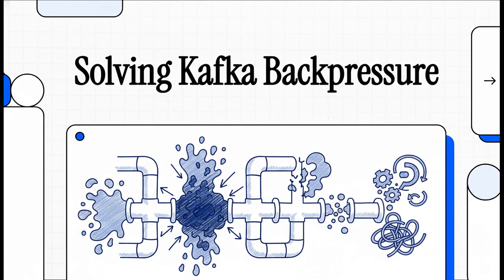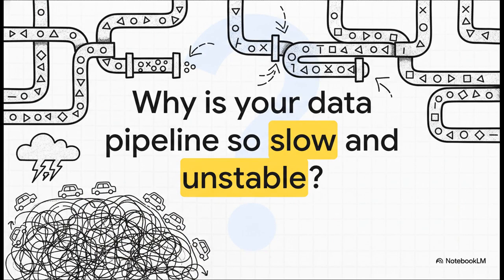bring even the most well-architected data pipelines to a grinding halt. It's this silent, creeping issue that causes slowdowns, instability, and just endless headaches for anyone working with Kafka. You've probably been there, right? Your producers are sending data like crazy, your brokers look okay on the surface, but everything downstream is just lagging.